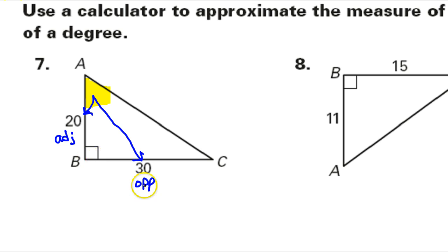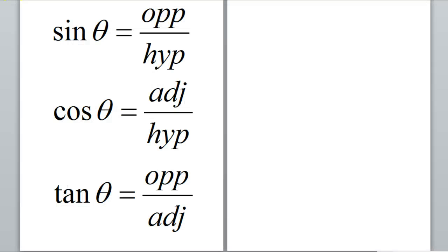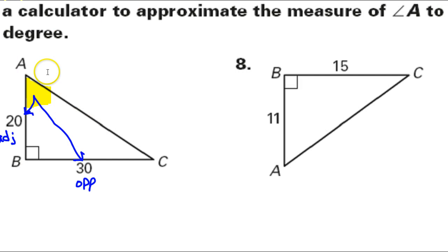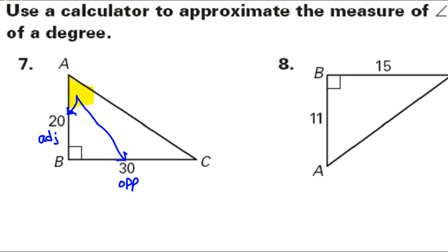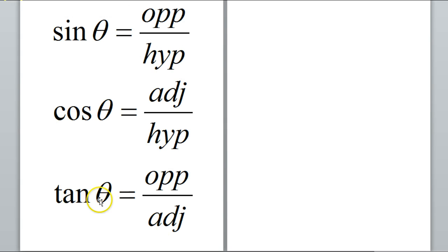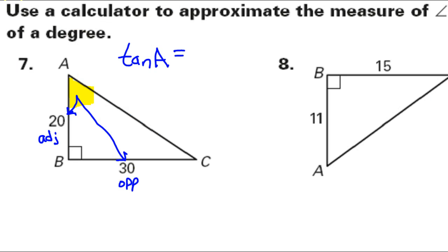So I've got opposite and adjacent from angle A. Which trig function does that remind you of? Opposite, adjacent. Well, that's the tangent function. The tangent of the angle is opposite leg over adjacent leg. So the first thing you should write down is tangent, and you have to put an angle. We don't know what the angle is, so we'll just put tangent A equals opposite over adjacent, so in this case, that's 30 over 20.